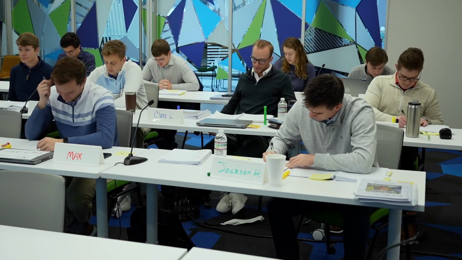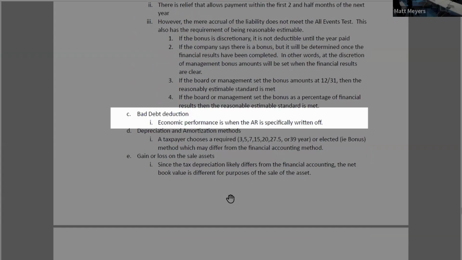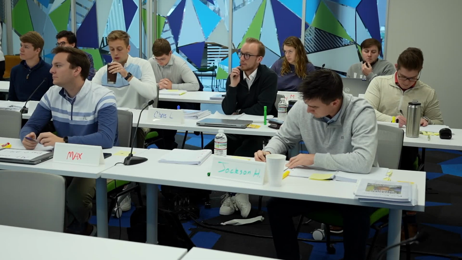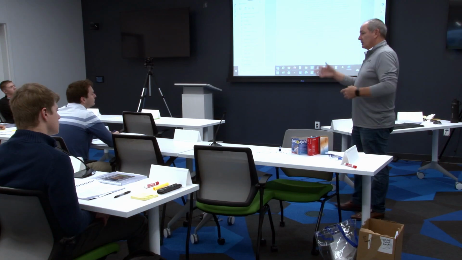Bad debt deduction. One, economic performance is when the AR is specifically written off. Okay, so I assume everybody's in tune with what a reserve is. So I'm going to bill $100,000 a year. I know on average 10% is bad. So 10% of 100,000 is 10,000. So debit AR, 100,000, credit income, 100,000. I know 10 of it's bad. I don't know who's bad, but I know 10 of it's bad just based on experience. So I'm going to credit AR for 10 and debit bad debt expense for 10.